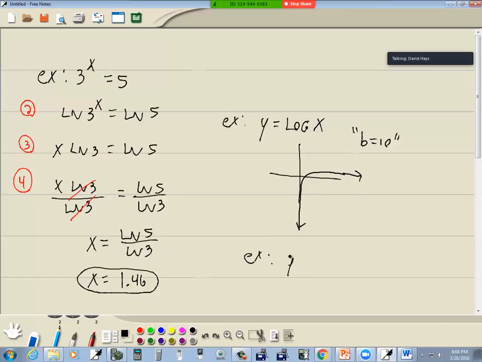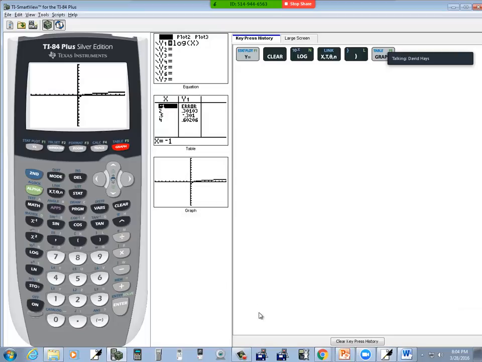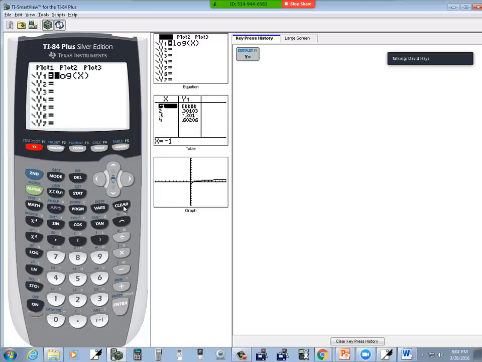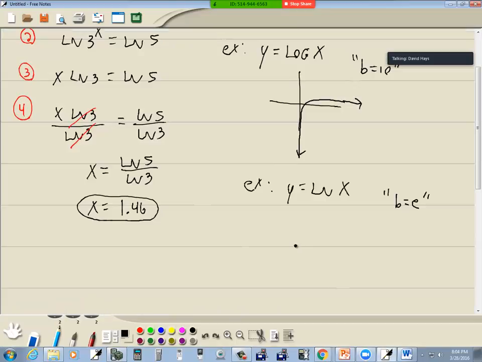If I wanted to graph natural log of x, we already said earlier if you have natural log, that's base e. So your base is going to equal 2.7 and a bunch of decimal places. Well, still not a big issue. But if I come over here, press y equals, clear, we have an ln button. This is base e. And then I do x, closing parenthesis, and graph. Kind of looks similar to the one we just looked at.